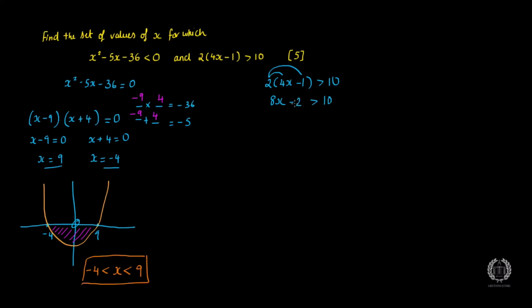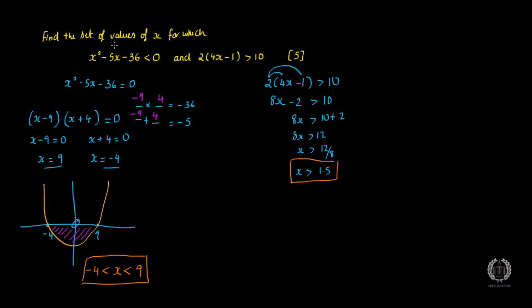Remember, because we want to find x, we need to bring the -2 to the other side. So bringing -2 to the other side means we're adding 2. So that means 8x is greater than 12. And because we want to find x, that means we're going to divide it by 8. So this will give us x is greater than, I think 12 over 8 is what, 1.5? So that's 1.5. And that's going to be 3 over 2 if you divide it by 4. Right, so we've got our other inequality answer for x for this one.